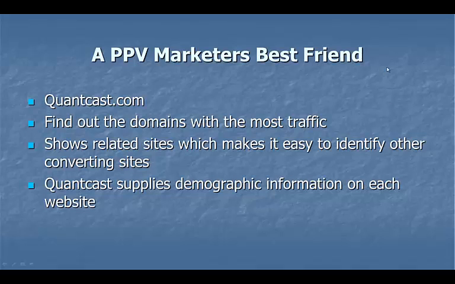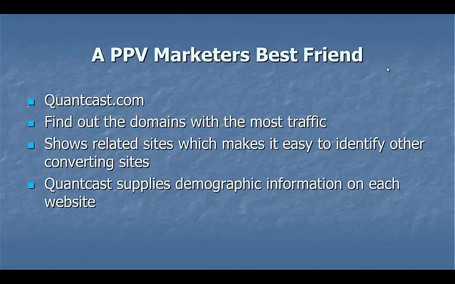Now I'm going to show you a couple of resources that are basically a pay-per-view marketer's best friend. Number one is quantcast.com. Quantcast.com is a service on the internet where they rank the top 1 million most trafficked websites online, and they show this list from number 1 to number 1 million. What this allows you to do is find out the domains that are getting the most traffic. Because if you think back to a few slides ago in this presentation where I talked about the throw and stick strategy, with pay-per-view traffic, traffic will never ever be an issue because there's an abundance of it with the pay-per-view networks.